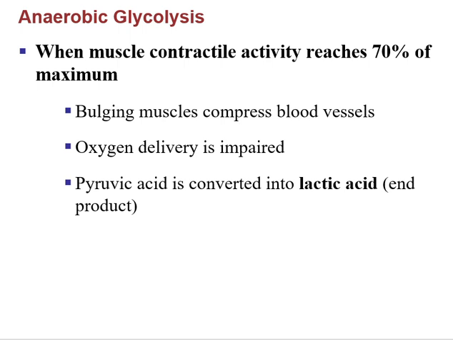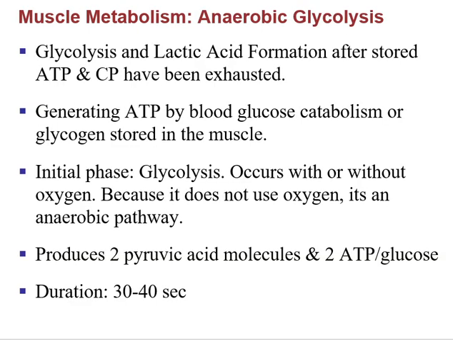The anaerobic glycolysis method might be great when muscle contractile activity reaches 70% maximum because bulging muscles compress blood vessels. That would impair oxygen delivery and it would prevent pyruvic acid, which can be converted into lactic acid, from exiting the muscles. So that anaerobic glycolysis process gives us just a little bit more ATP than the direct phosphorylation, and both creatine phosphate and glucose, when used in either direct phosphorylation or the anaerobic mechanism, can generate ATP by some type of product catabolism in order to get us ATP for the muscle.